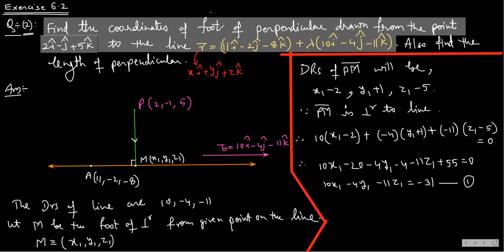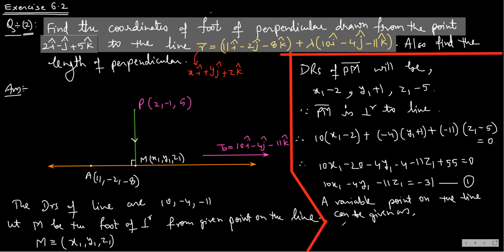So here I will write a variable point on the line can be given as: this side you have x i cap plus y j cap plus z k cap, and this side what you have is 11 plus... let me multiply this lambda inside and then take i cap, j cap, k cap common. So 11 plus 10 lambda i cap.